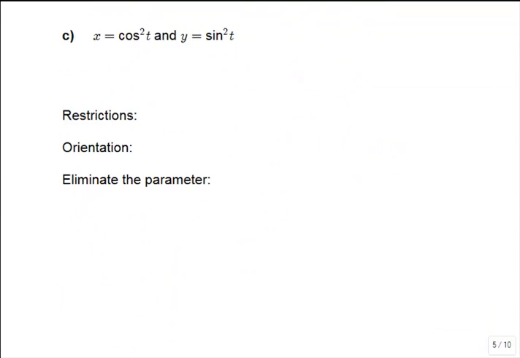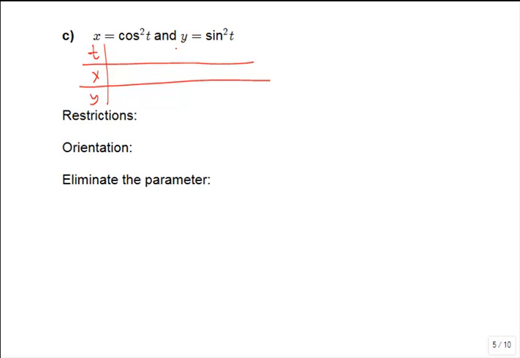Now let's take a look at this parametric equation. x equals cosine squared t and y is equal to sine squared t. So if we wanted to make a graph of this, we would want to pick some t's and find out what our x's and our y's are. And because we're dealing with cosines and sines again, we're going to want to make sure that the t's that we pick are nice angles.